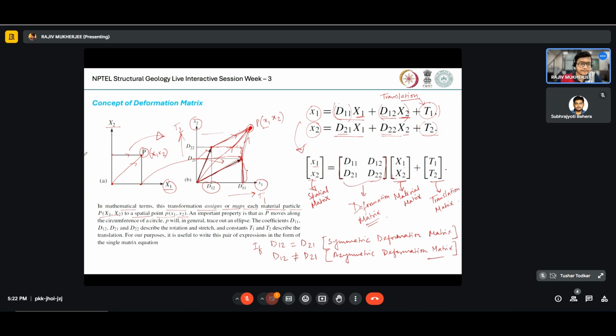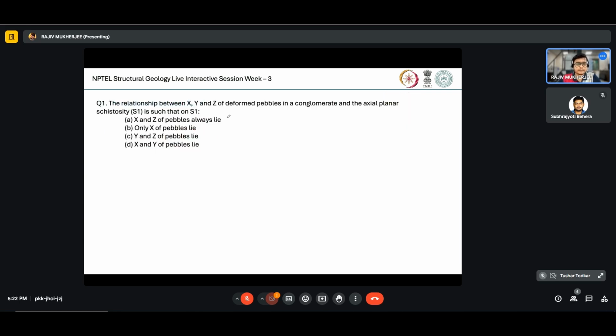So this was the concept of deformation matrix. Now we will solve quickly some MCQ problems related to strain and deformation.